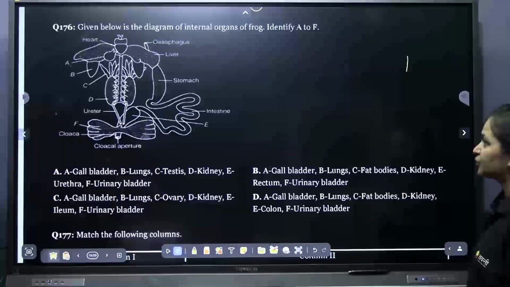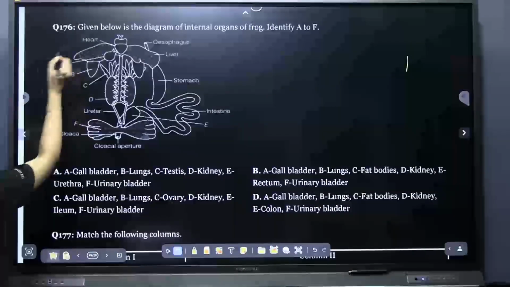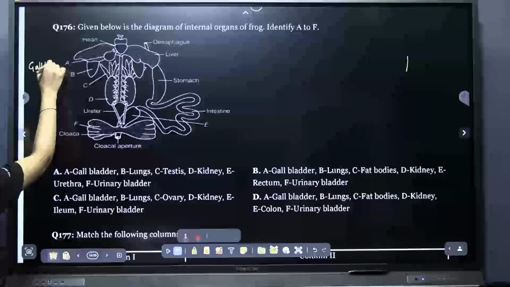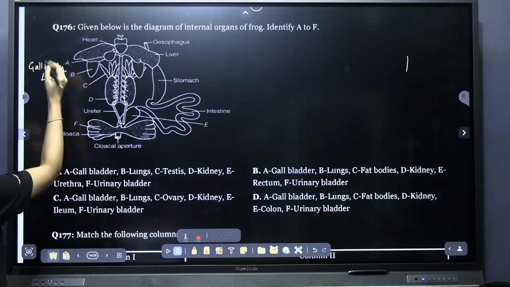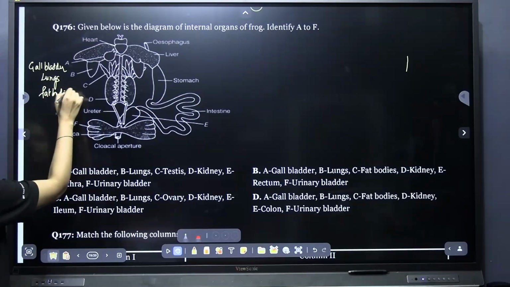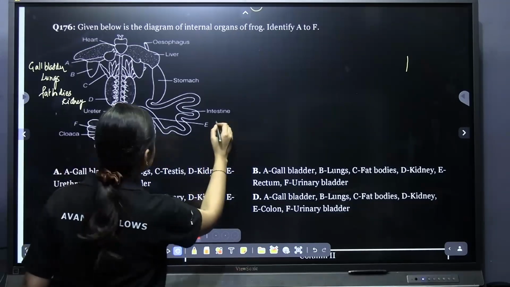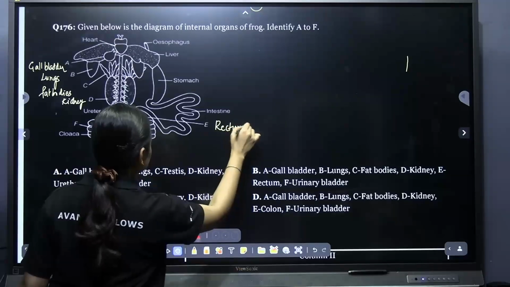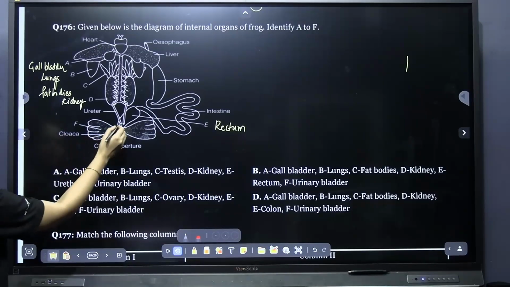Okay, given below is a diagram of internal organs of frog. Identify A to F. What is A? A is a gallbladder. B is lungs. C is fat bodies. D is kidney. E is the rectum. The F is the urinary bladder. Yes.